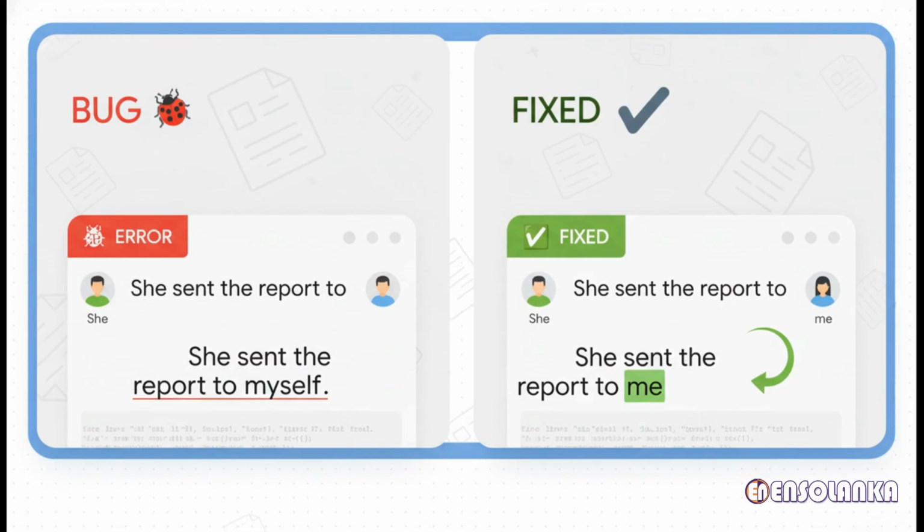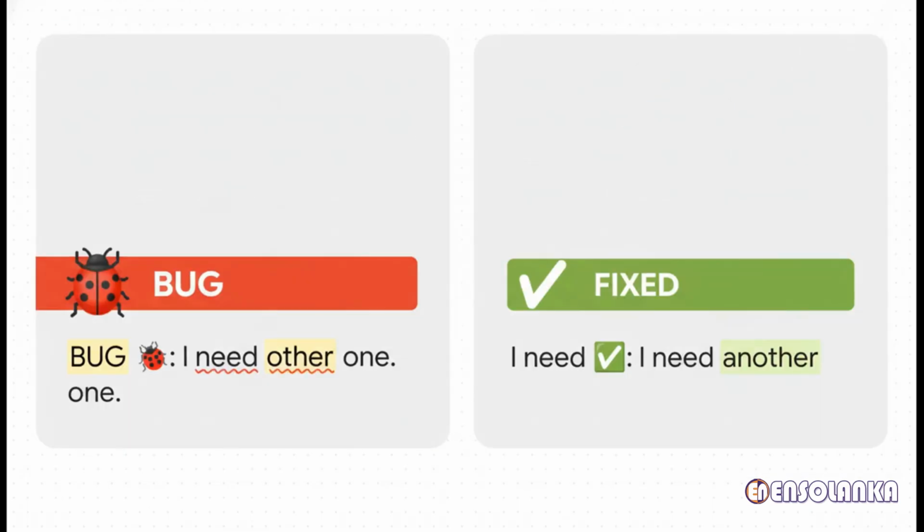Bug number 2, misusing a reflexive pronoun. Remember, you only use myself when the subject of the sentence is also I. Here the subject is she, so the object is simply me. And here's one last common bug. When you mean one more, the word is always another. It's just a combination of an and others squished into one super efficient word.